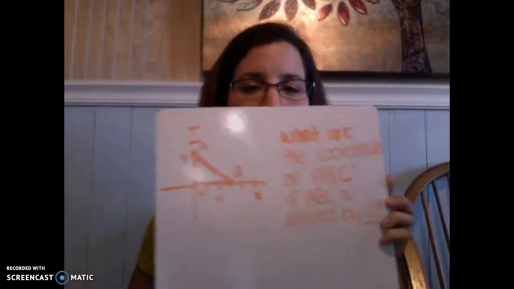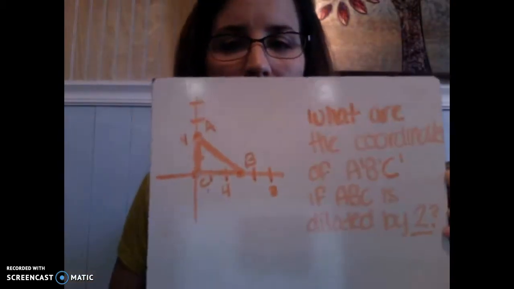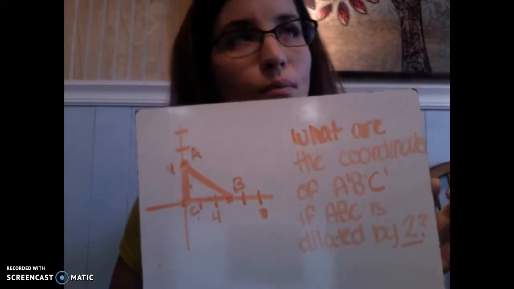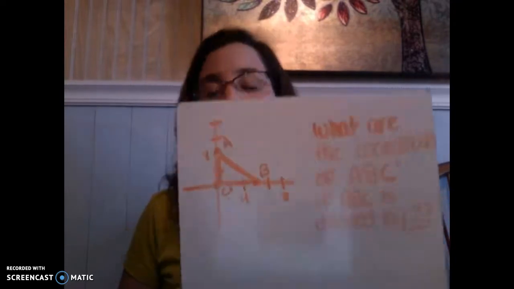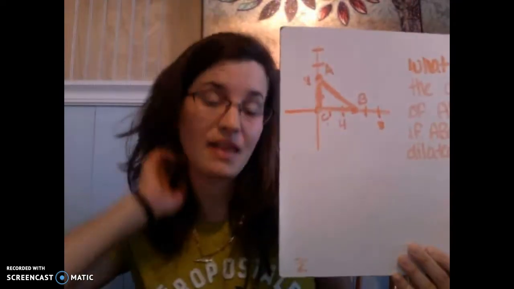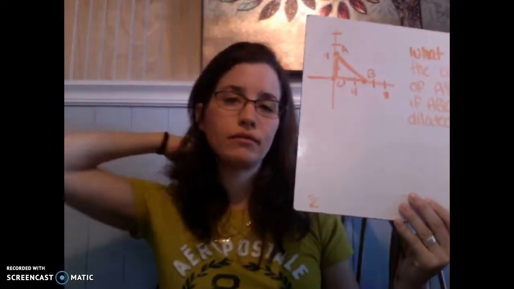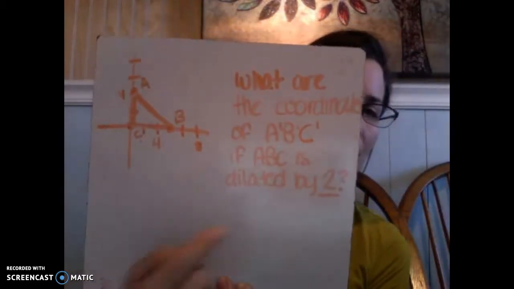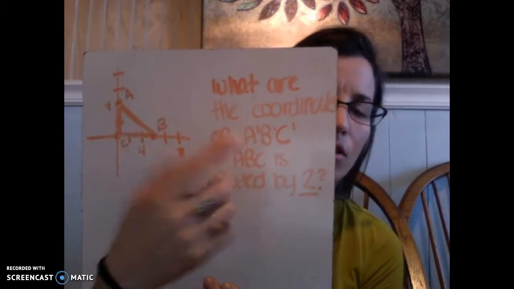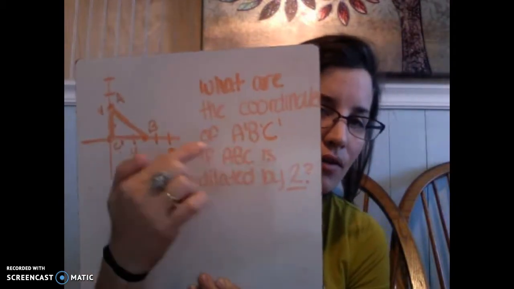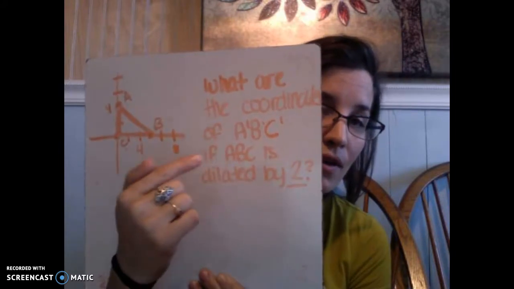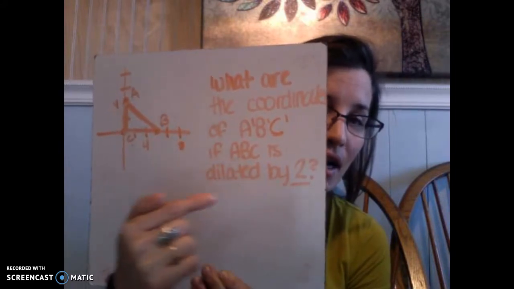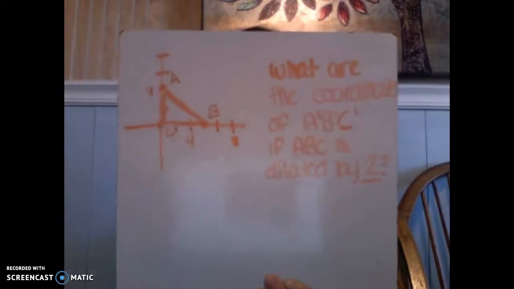All right, so now what we're going to do is we're going to look at basically how to apply dilations algebraically. You were looking at what they looked like before, but now we're going to apply algebra to it, meaning now we're going to be solving for stuff, okay? So right here it says, what are the coordinates, or what would be the coordinates of ABC, the new image, if the pre-image ABC is dilated by a factor of 2.